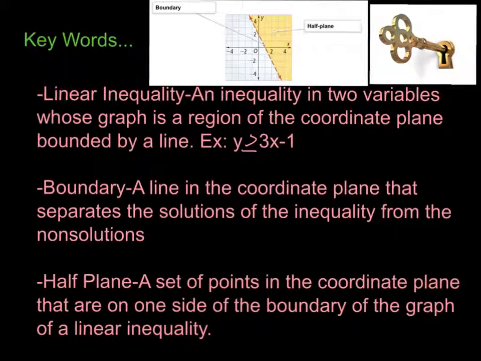To determine which half-plane to shade when graphing, pick a test point that is not on the boundary and plug its values into the inequality. If the test point works, then you shade the half-plane that includes the test point. If not, shade the other half-plane. Some good test points to use are (0, 0) or (1, 1), as long as they are not on the boundary.